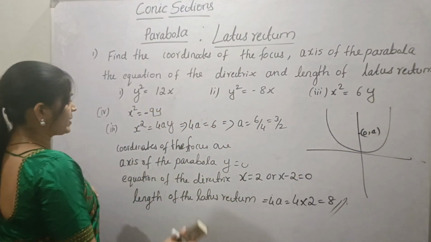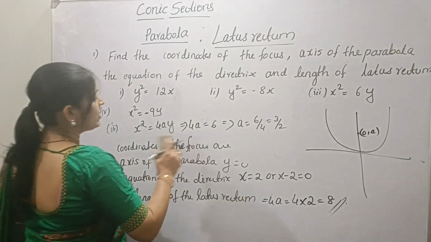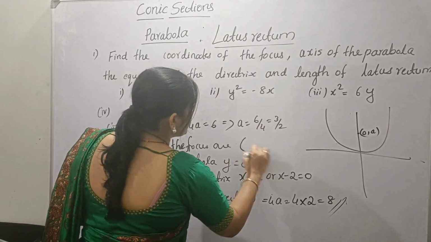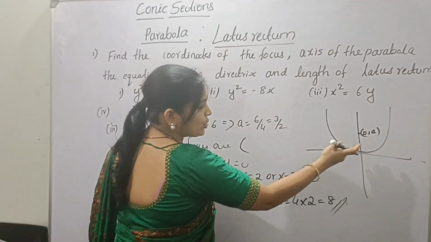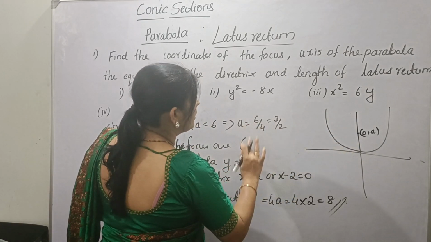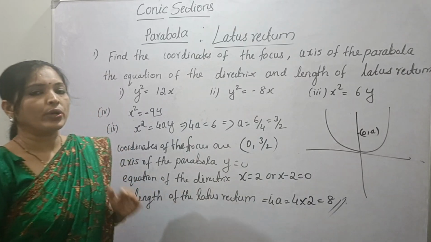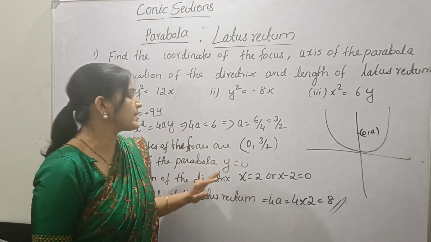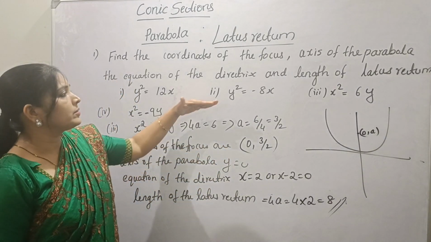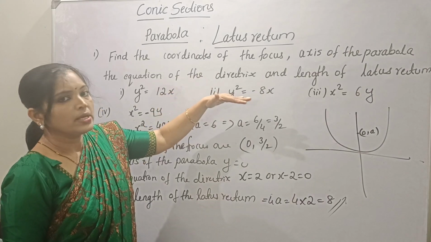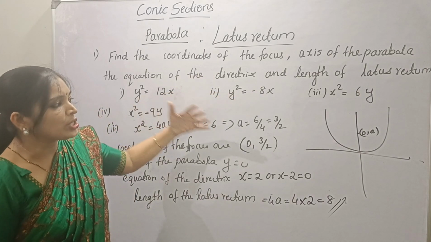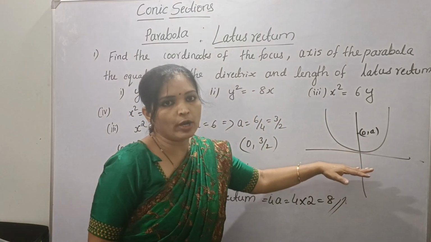Okay, so here we can write the coordinates of the focus. It is on the positive y-axis, therefore positive itself. So (0, 3/2). Okay, so remember you should be careful about this. You have to write the coordinates according to the equation and according to the parabola.